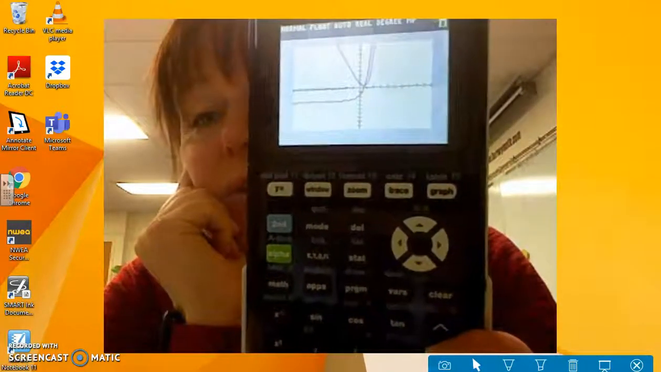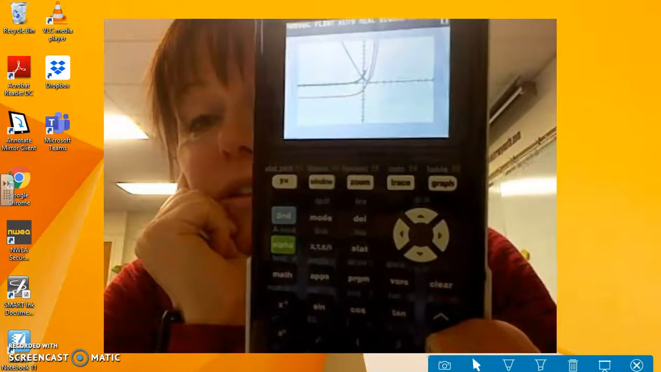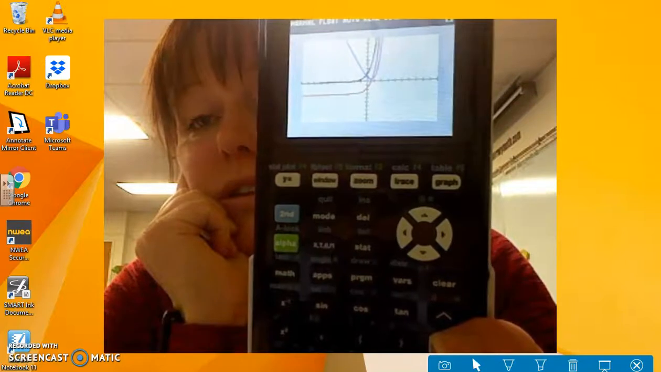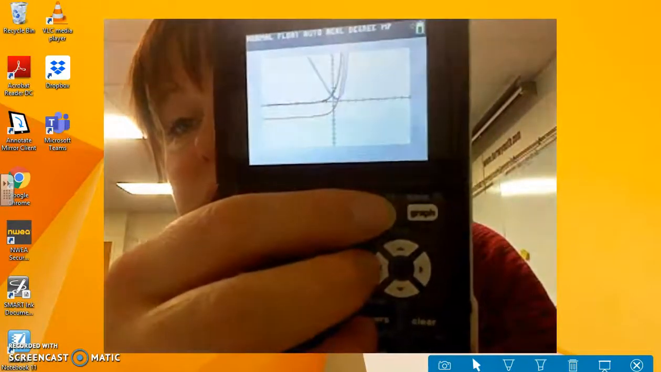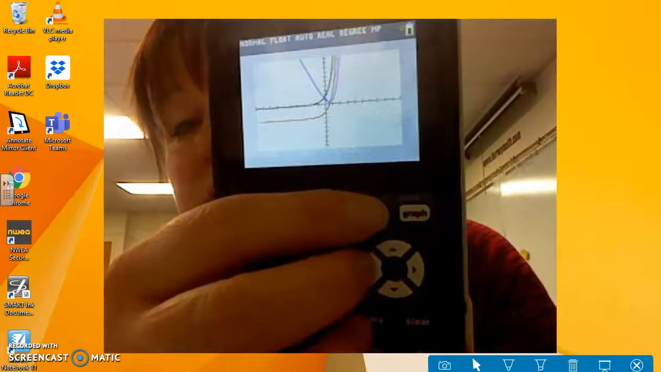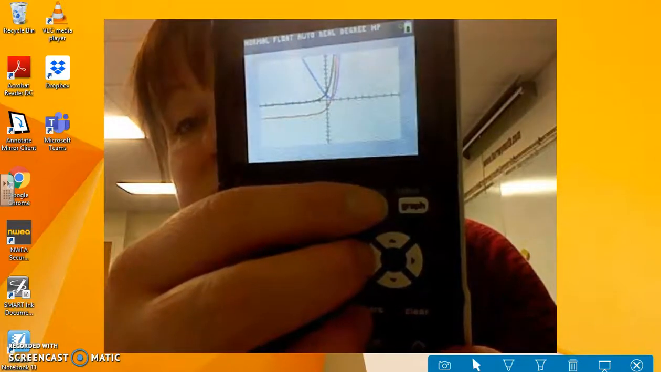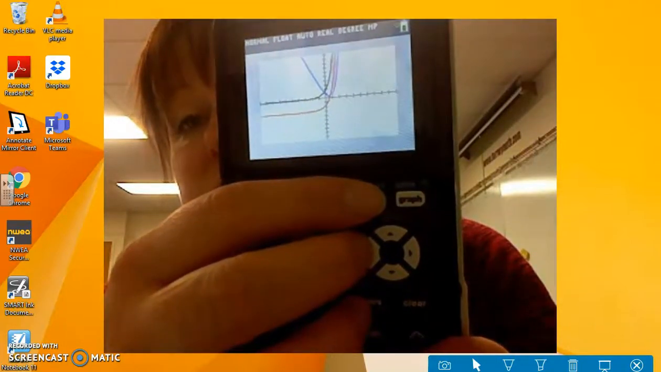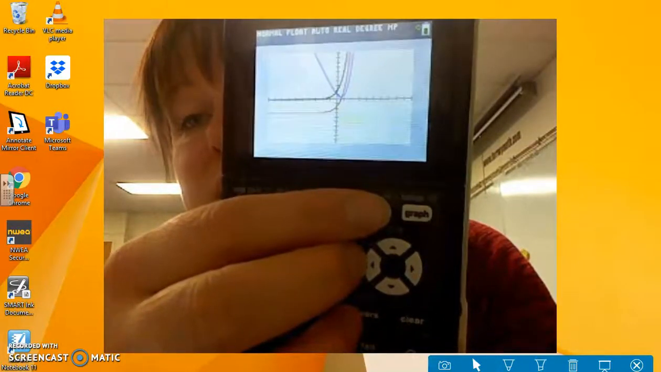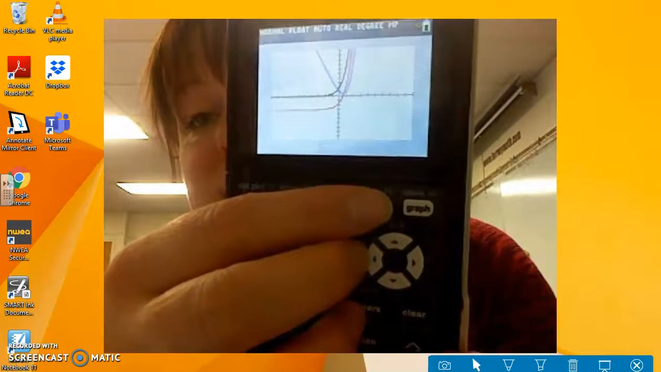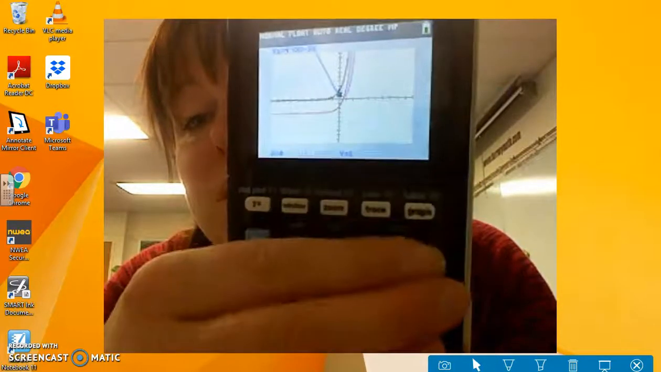And so then we can calculate it by tracing. Oh, is it still thinking? Yep, it's still graphing. Those are the graphs of the derivative, the function, the derivative, and the second derivative. And it's still graphing. Still going. All right, so we're going to trace. We're going to arrow over.